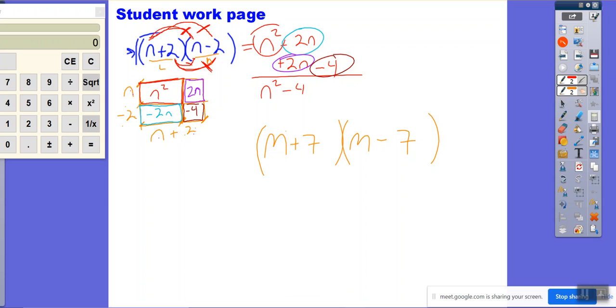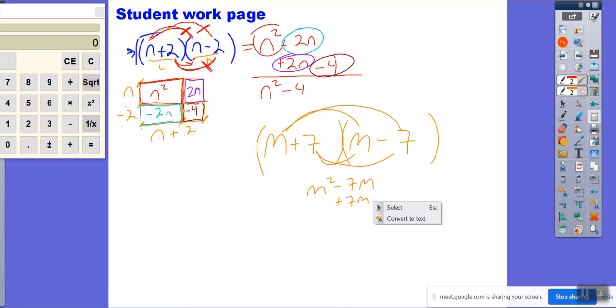So Marley, what is m times m? M to the second power. What is m times -7? -7m. 7 times m? 7m. 7 times -7? Positive or negative? Negative. Definitely negative. 7 times 7 is?